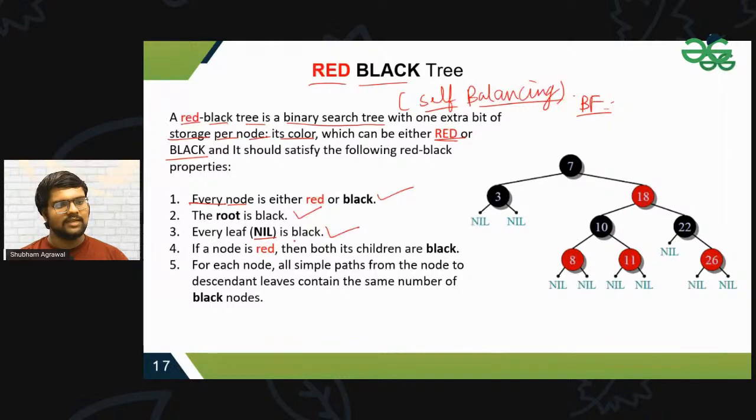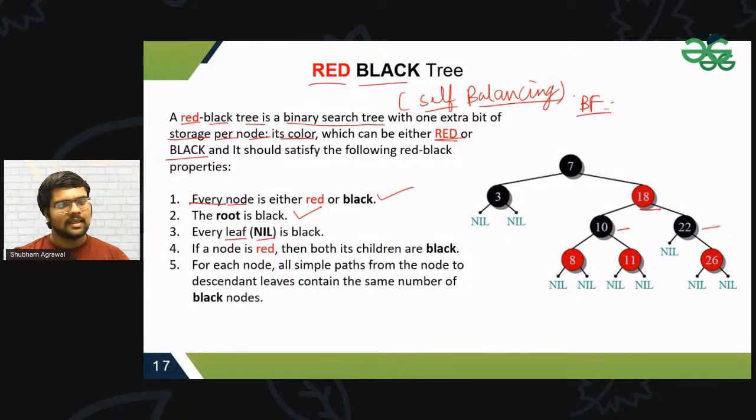Leaf nodes here are not the usual leaves. They are the null values. Normally we consider a node a leaf node since it has no children, but here leaf means these null nodes. So we will consider these null nodes as black. Then, if a node is red, then both of its children are black. So as you can see here, if the node is red, then both of its children should be black.